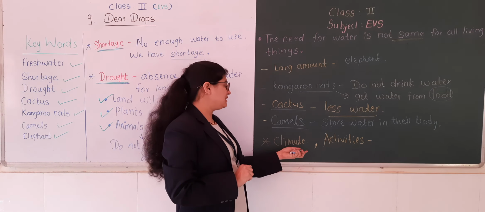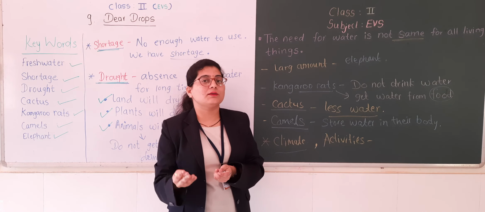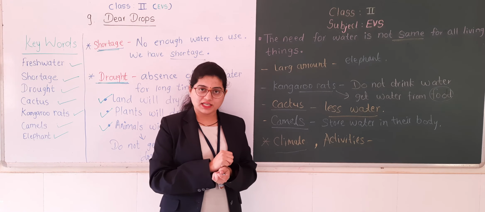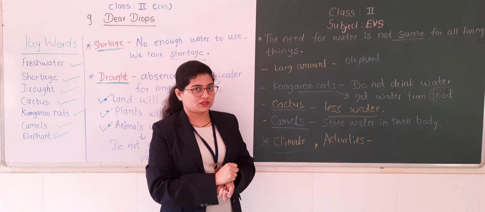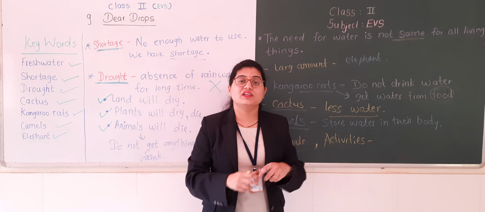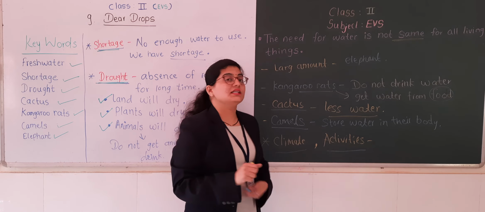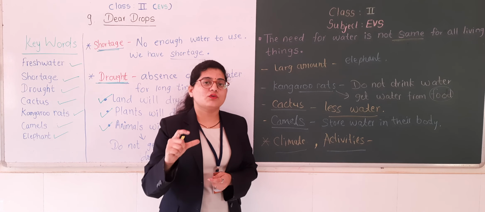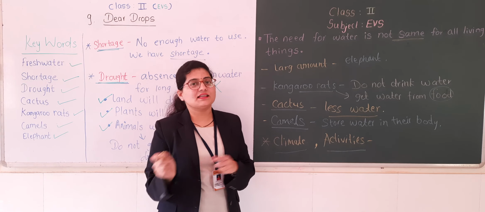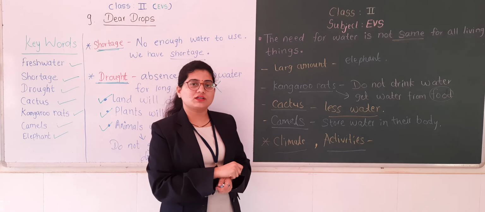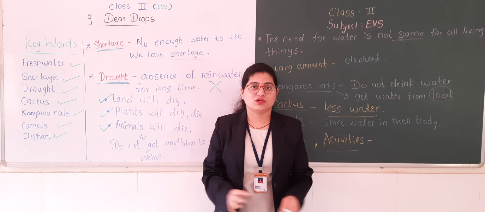Then one more thing, that is climate. It also decides what amount of water will be required. If there is rainy or winter season, we will need less water, and if there is summer season, we will need a large amount of water. And the activities also decide how much water we require. If we are sitting at a place studying, we need less water, and if we are playing on the playground, we need a large amount of water.